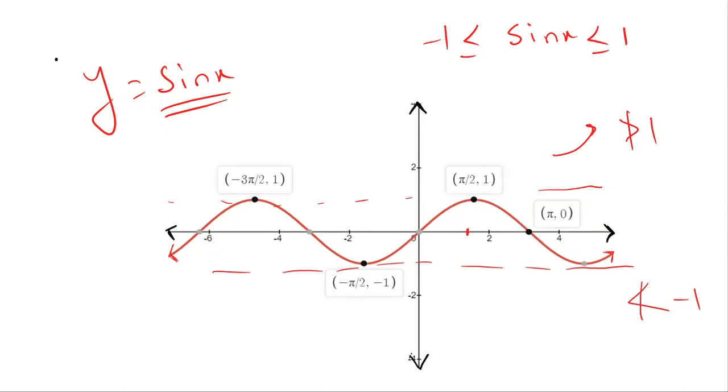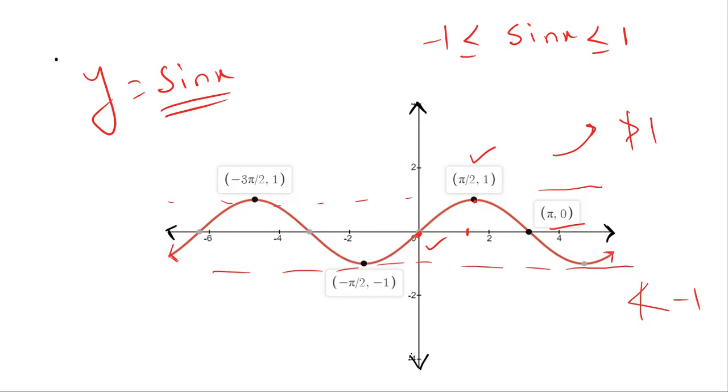Right? These are the points that I have plotted. For pi by 2, it will become 1, because sin pi by 2 is 1. For sin pi, it will become 0. Sin 0 will become 0. So the graph will become like this for sin.